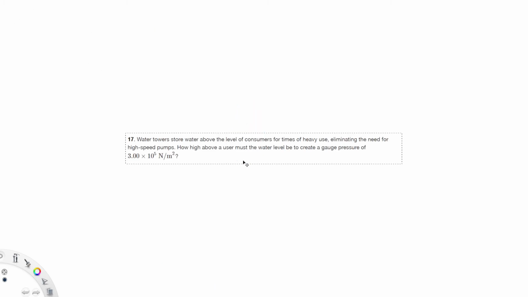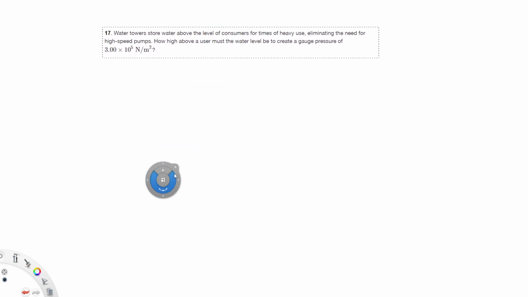Alright, so last problem of the day, we got water towers. So water towers, this is the main way we, not in Las Vegas. In Las Vegas, we mainly use pumps, but in, say, New York, it's really common to see tall buildings with a water tower on their roof, and this is to make sure that there is sufficient water pressure all the way through their building, so that everybody in the building can take a shower.